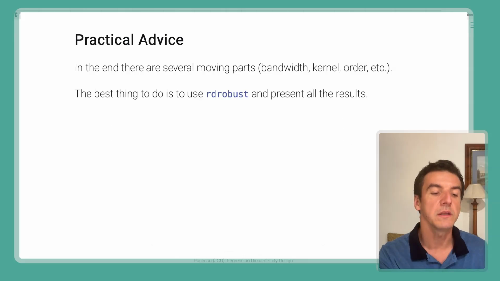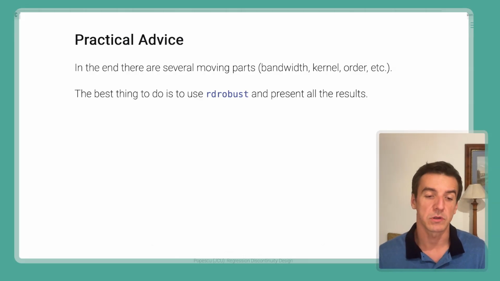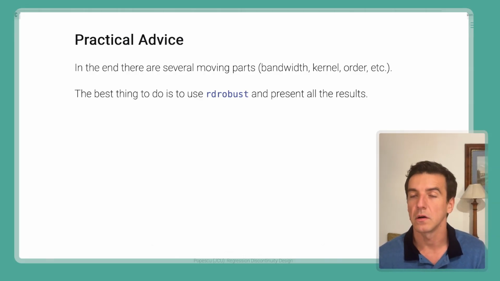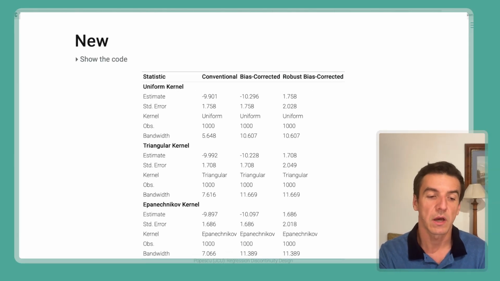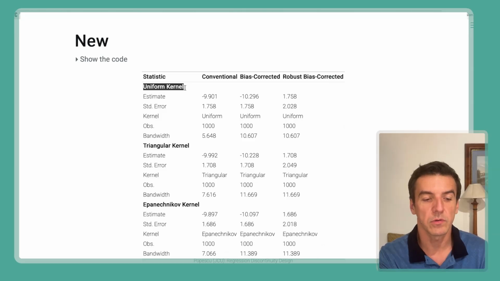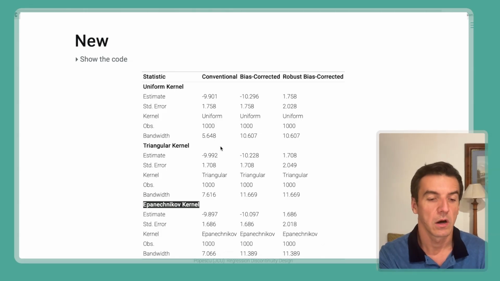Okay, so in the end, there are so many moving parts, right? I mentioned bandwidth, I mentioned kernels, the order. So in the end, which ones do we choose? My recommendation is to use rdrobust and present all the results, to have something that looks like this. You have here the type of kernel in place, so this would be uniform kernel, triangular kernel, Epanechnikov kernel. Then you have conventional RD, bias-corrected RD, and robust bias-corrected RD.